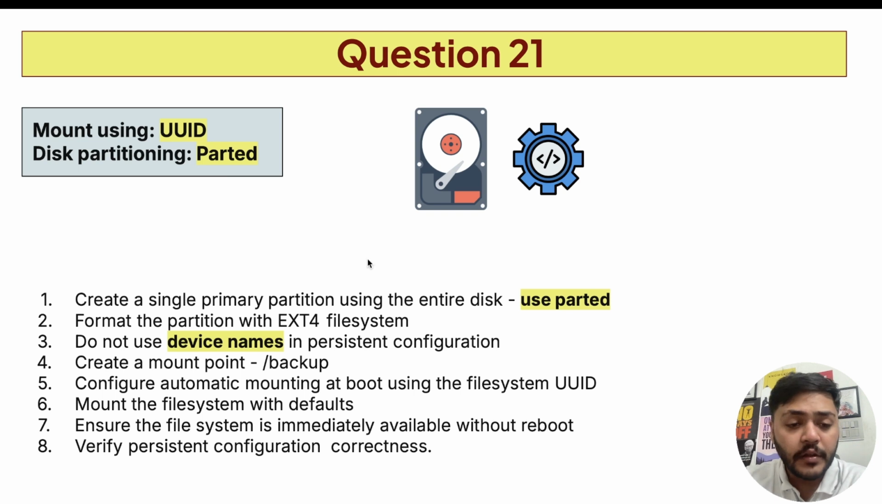In the RHCSA exam, it is possible that you will not be directly asked to mount your file system in the /etc/fstab file persistently using UUID. It can trick you, like, do not use the device name. You can see this third point: do not use the device names in persistent configuration. That means in /etc/fstab, do not use device names. Instead, use UUID.